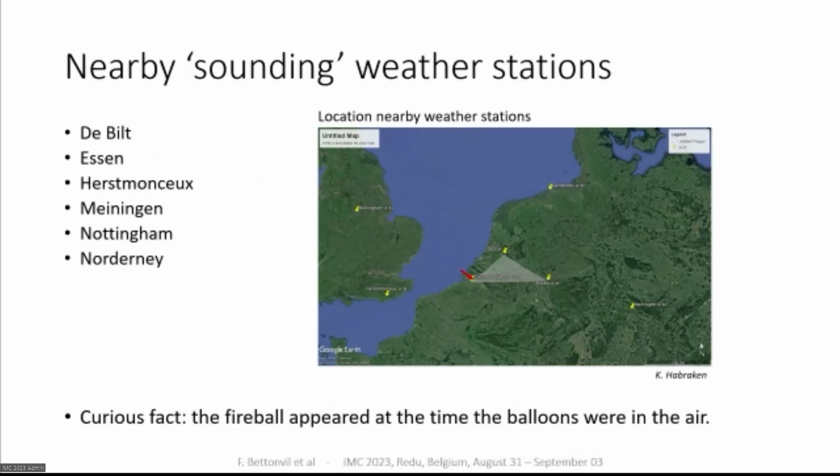I noticed with this fireball that we all also use different data. We just grab some weather data and we start computing, and that started me thinking, but can we do that? So we looked around. This is a set of all the stations around us. The red arrow is where the trajectory of the fireball is, and the closest weather station is De Bilt in the Netherlands, which is in the center. The second closest is Essen, and then the rest is further away, about 100 kilometers or more.